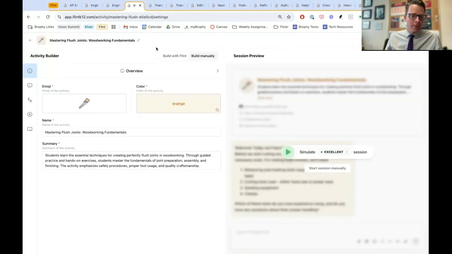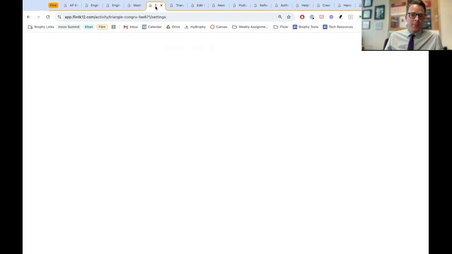We talk a lot about this academic stuff, but this student built an activity to master flush joints in a class that we have called 3D Industrial Arts. So through guided hands-on exercises, students master the fundamentals of joint preparation, assembly, and finishing. The activity emphasizes safety procedures, proper tool usage, and quality craftsmanship. So just a very different example there.